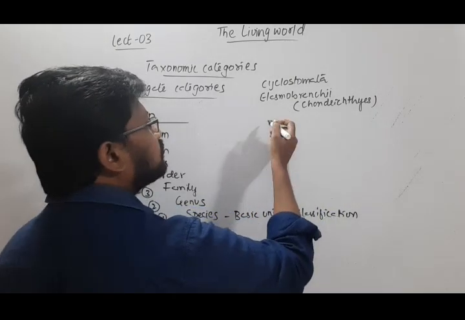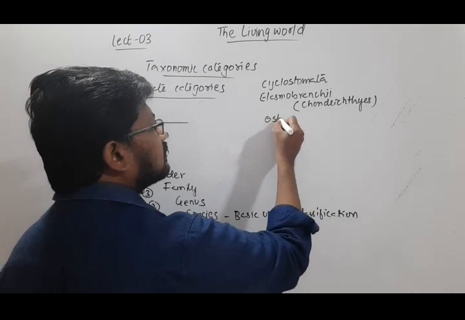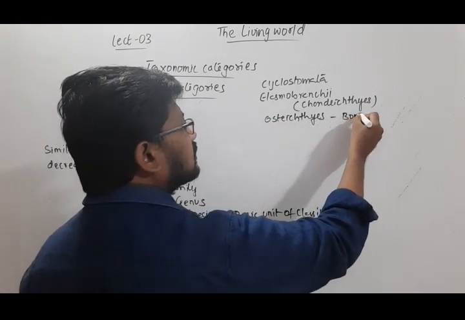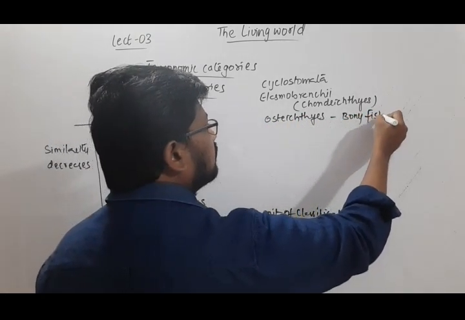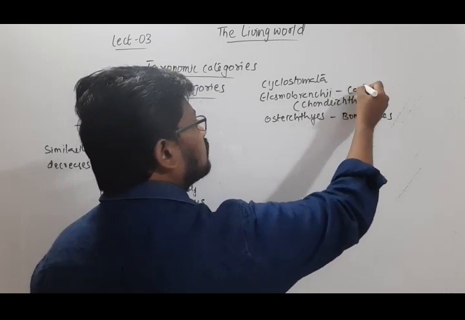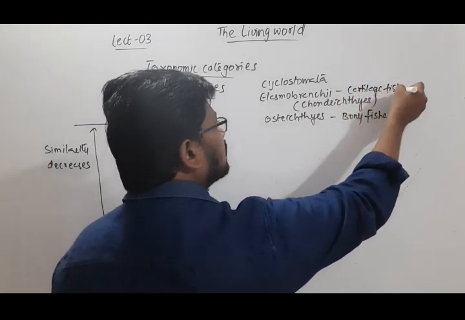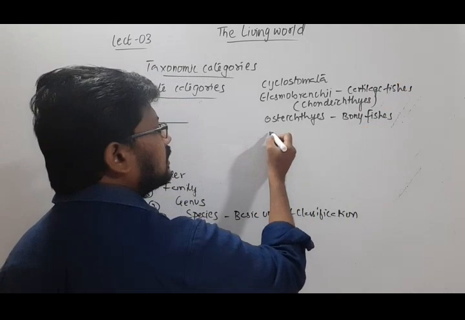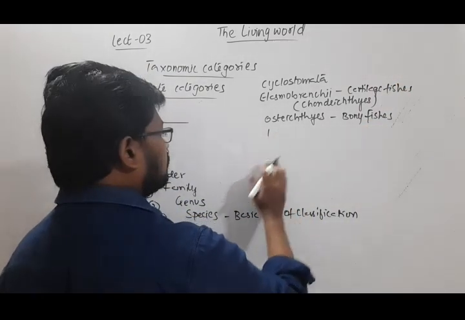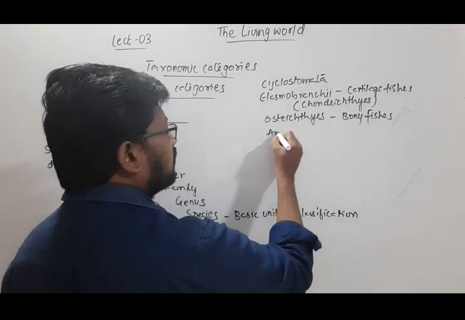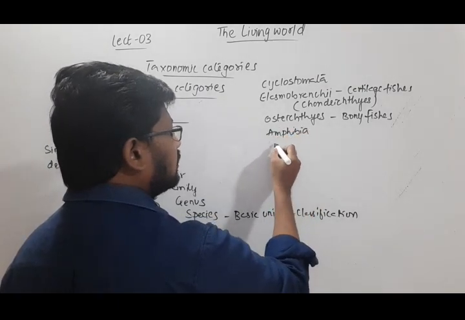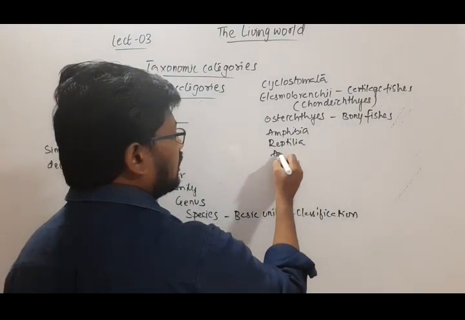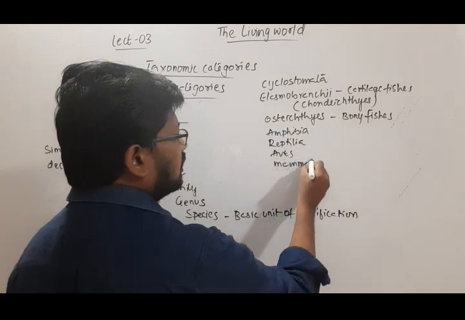Then Osteichthyes, which includes bony fishes. Elasmobranchii includes cartilaginous fishes. And then we have class Amphibia, then class Reptilia, then Aves, mammals, etc.